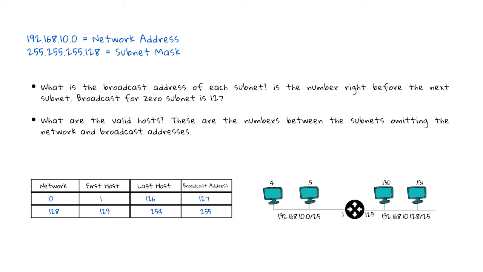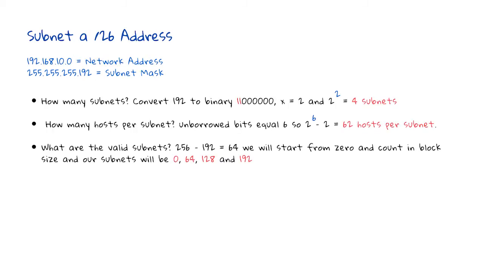I've included a table where I've tried to give the subnet, the first host, the last host, and the broadcast address. I've also included a logical diagram on how you depict this in a network, separating the subnets between the 2 particular networks. Let us look at another example.